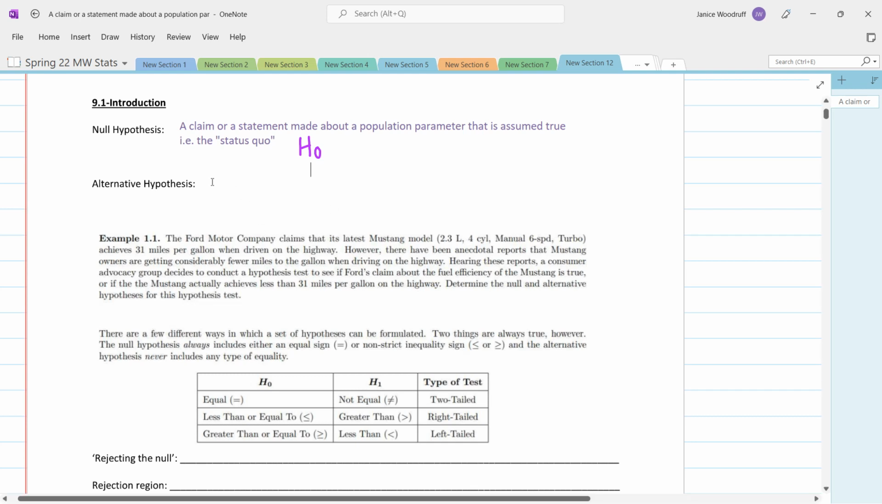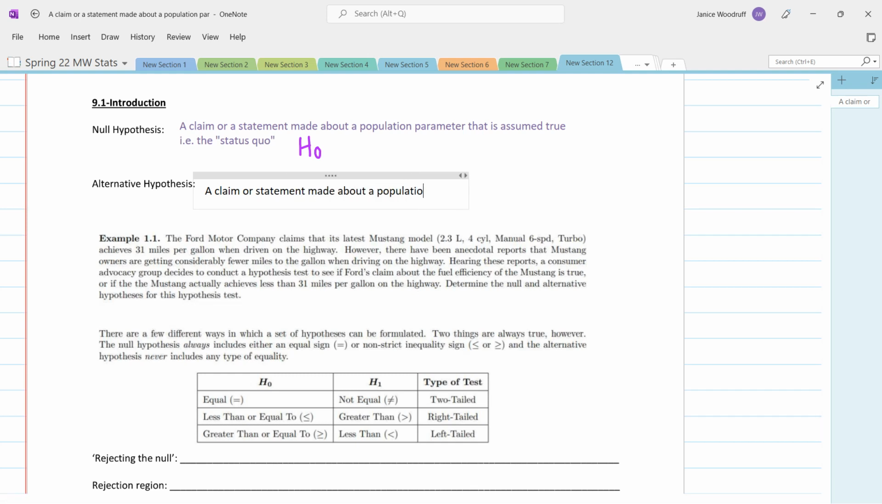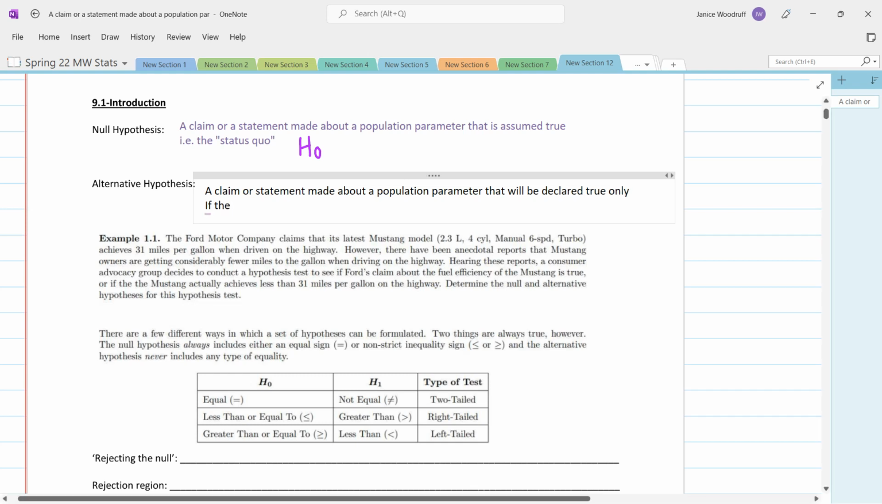Then you're going to have an alternative hypothesis, and that is going to be a claim or statement made about a population parameter that will be declared true only if the null hypothesis is rejected. And the notation for this is going to be H sub 1.